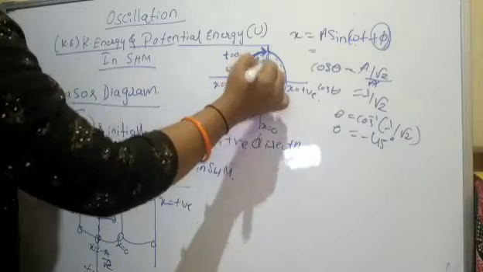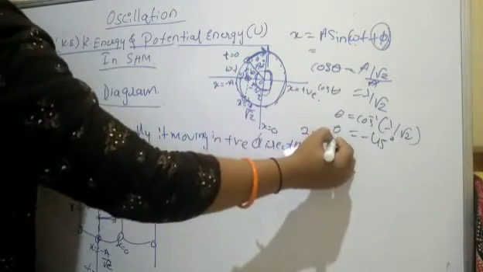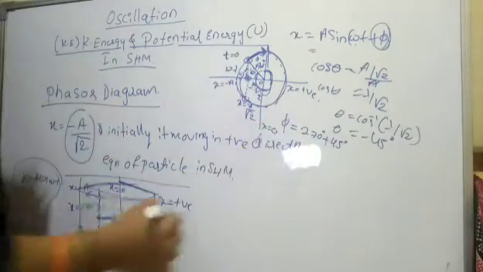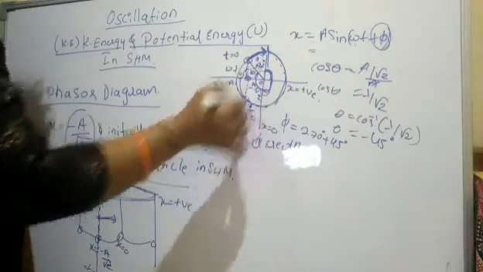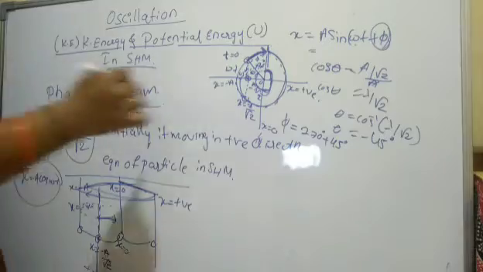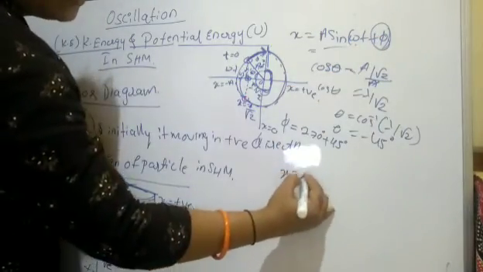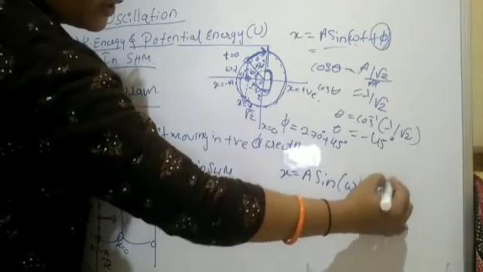But initially it is what? 270 plus 45, meaning theta is 45 here. 90 plus 90 plus 90, 180 plus 90, 270. So it is 270 plus theta. So substitute here: x is equal to a sine omega t plus phi.